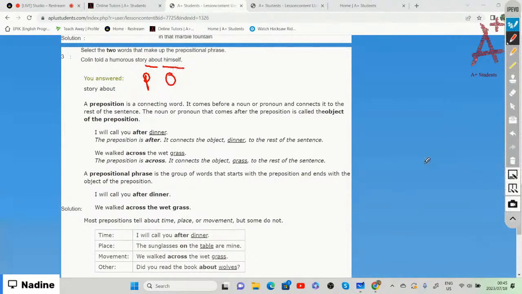A prepositional phrase is a group of words that starts with the preposition and ends with the object of the preposition. Any other word that comes after the object of the preposition, or in front of the preposition, we do not include within the phrase. The phrase starts with the preposition and includes all the words in between up until the object of the preposition.